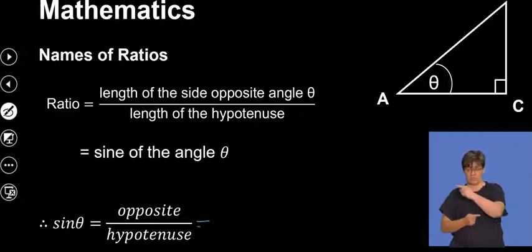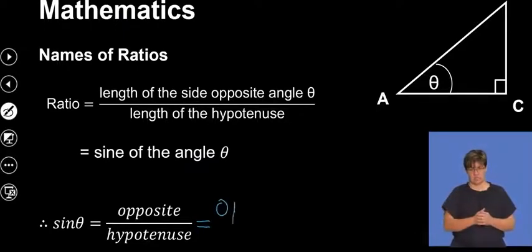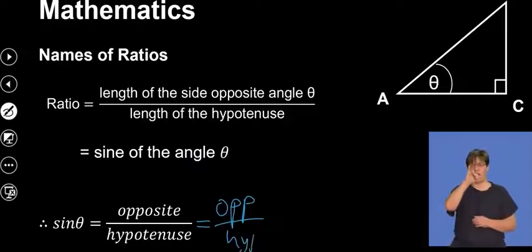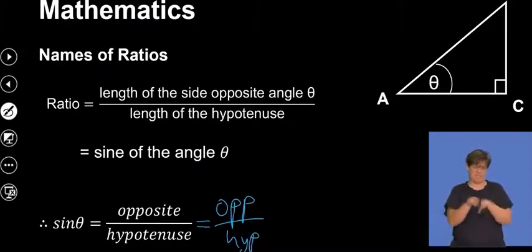Now you will see some textbooks use the words OPP over HYP. It's really one and the same thing. Remember, we are smart as mathematicians, but our smartness makes us lazy at times.